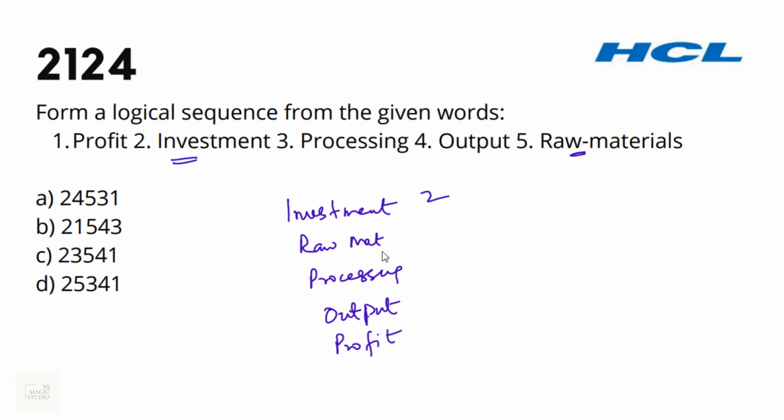So we have investment 2, raw material is 5, then processing 3, output 4 and profit 1. Do we have 2, 5, 3, 4, 1? Yes, that features in option D.